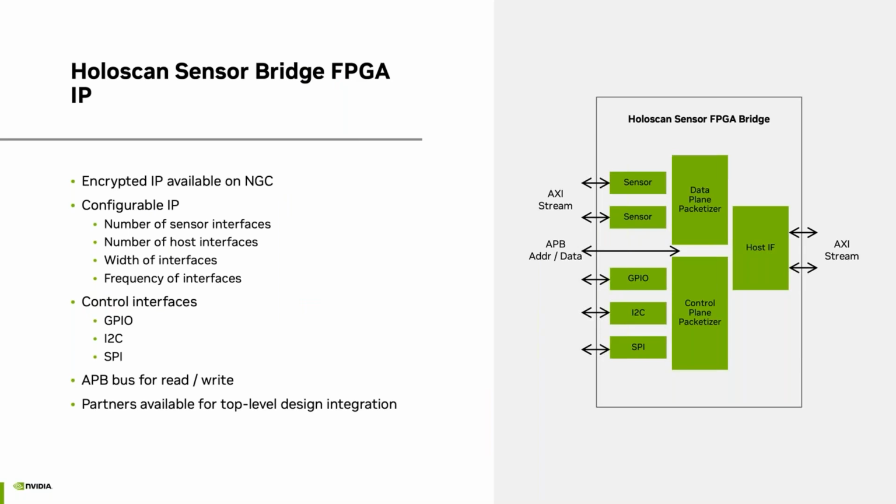The control plane could be receiving and decoding UDP packets from the host to access the registers that are going to be transmitting specific network protocols across the sensor bridge. The IP is fully configurable, so you're able to configure the number of sensor interfaces, the number of host interfaces, width of interfaces, as well as frequency of interfaces. There is also an APB bus for read and write operations.